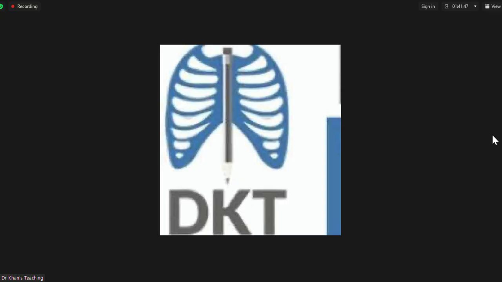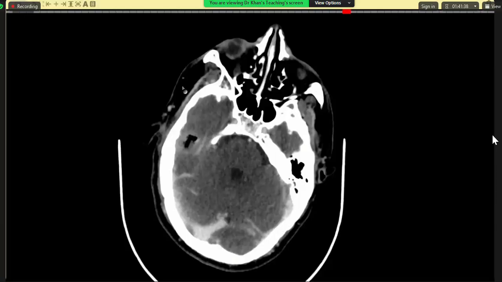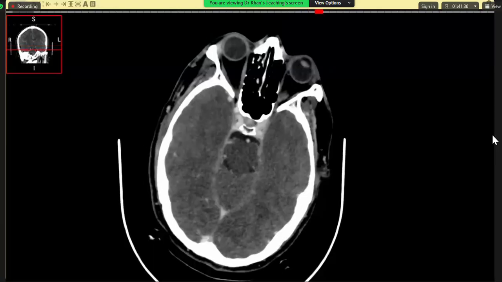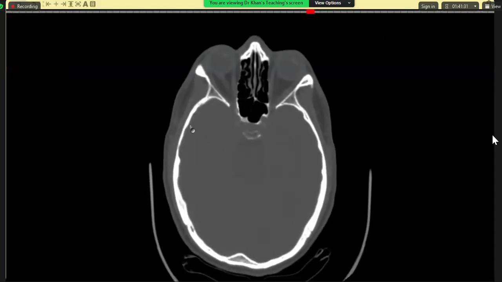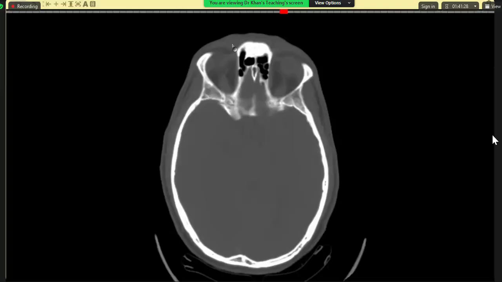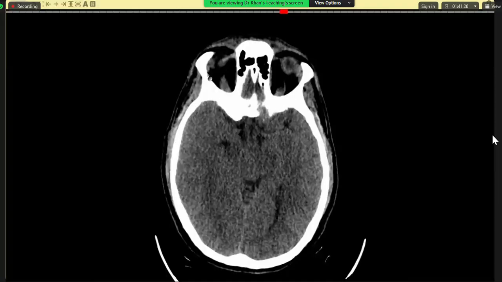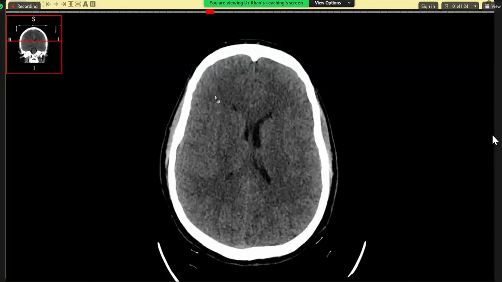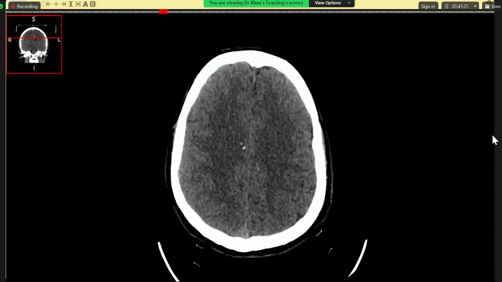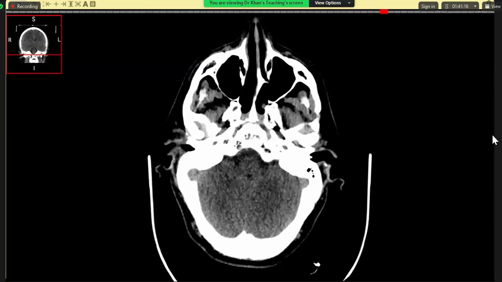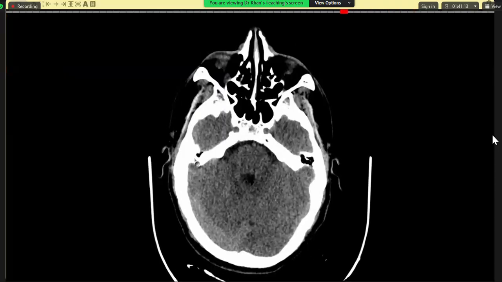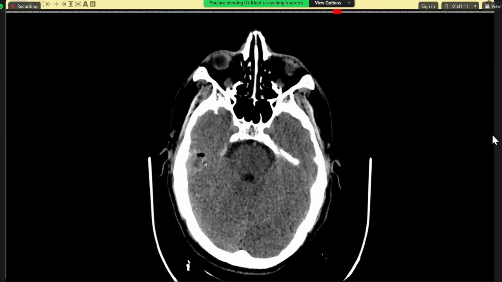So let me go through the case itself. So initially, the candidate did very well. We picked up some on this window, something happening here with an air fluid level.